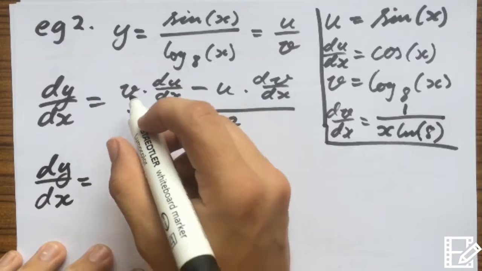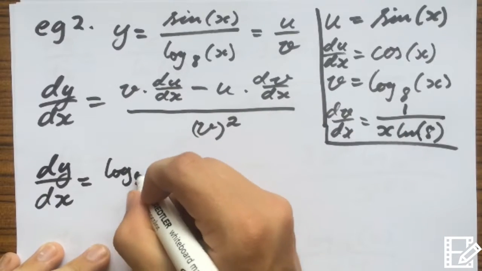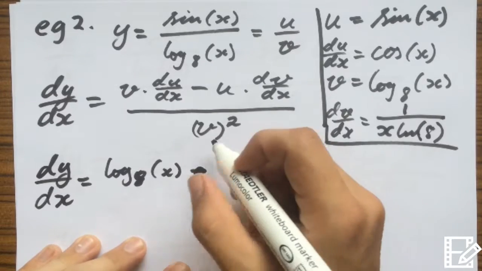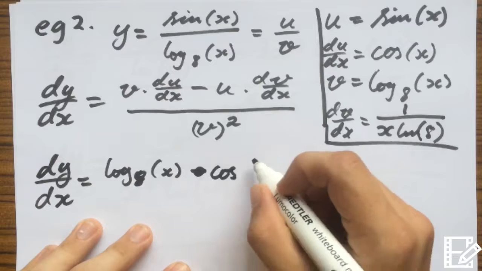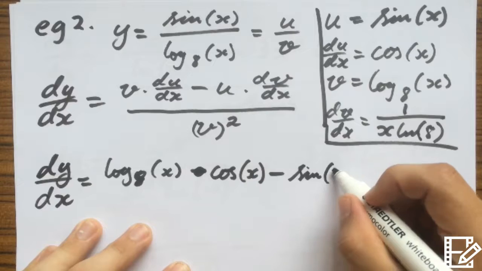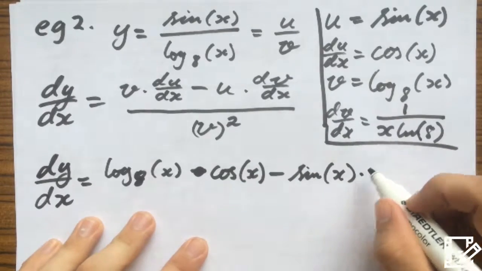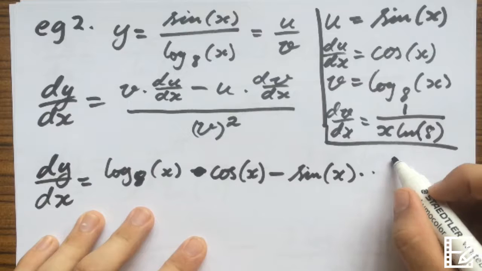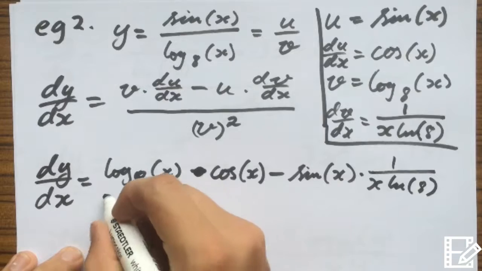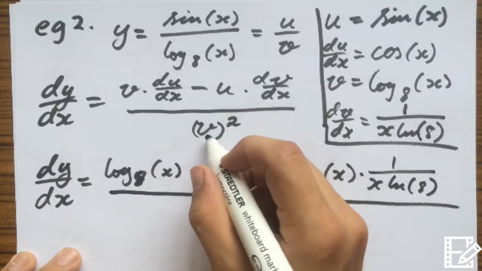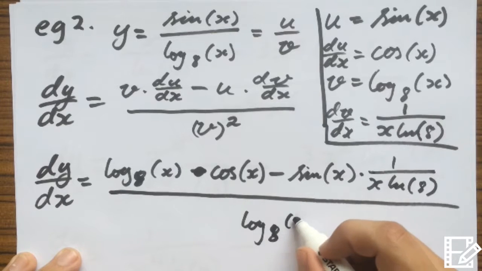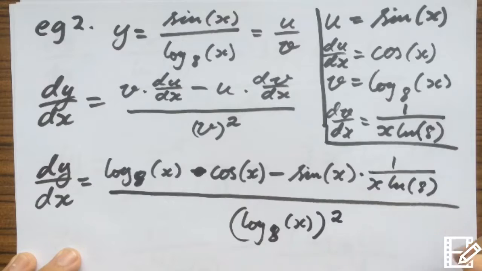Finish this off. V, log to the base of 8x, multiplied by derivative of u, cosine x, minus u, sine x, multiplied by derivative of v, multiplied by 1 over x ln 8, all over v squared, log to the base of 8x squared.